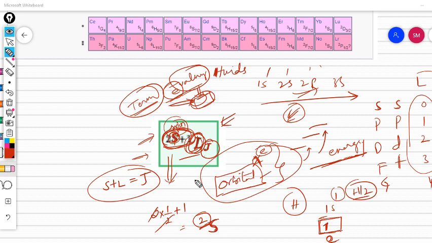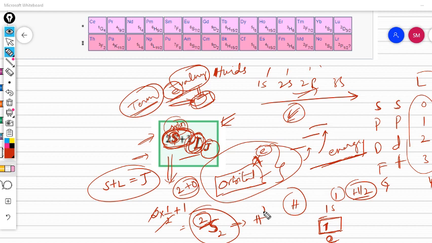Then the J value. J is the combination of L plus S. So 2S plus 1 is given as 2 and L is 0, so the total will be 2. This is the ground state symbol of hydrogen. I hope you understand the simplest one.